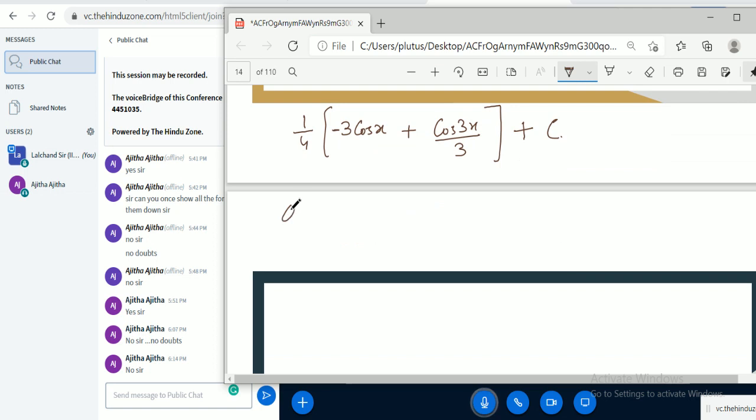So try to solve this sum now. Integral of (8x plus 13) divided by under root of (4x plus 7) dx. Take your time and try to solve this question.